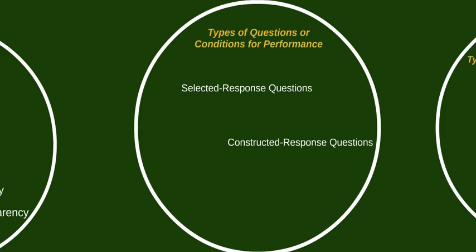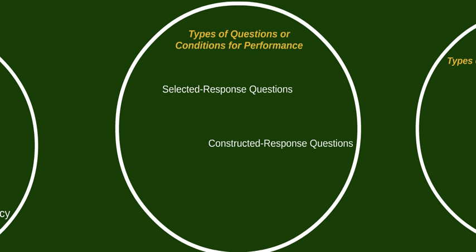Alright. There's basically two types of questions or conditions for performance: selected response questions and constructed response questions. Selected response questions are the objective items. These are multiple choice and true, false, and matching. These are probably the ones that you're most familiar with. You are familiar with constructed response. Those would include things like fill in the blank, essays, short answers, things like that.